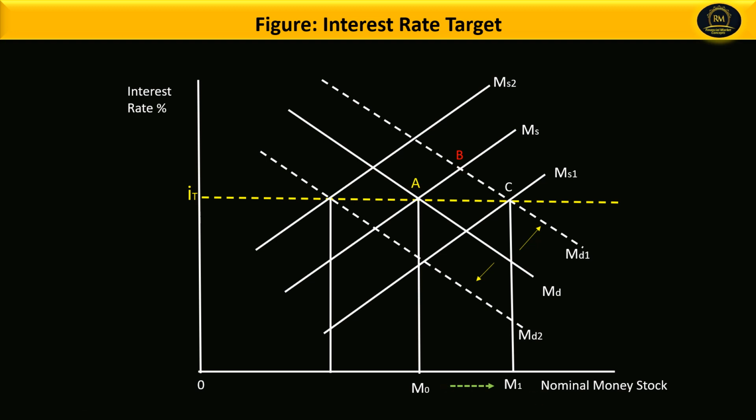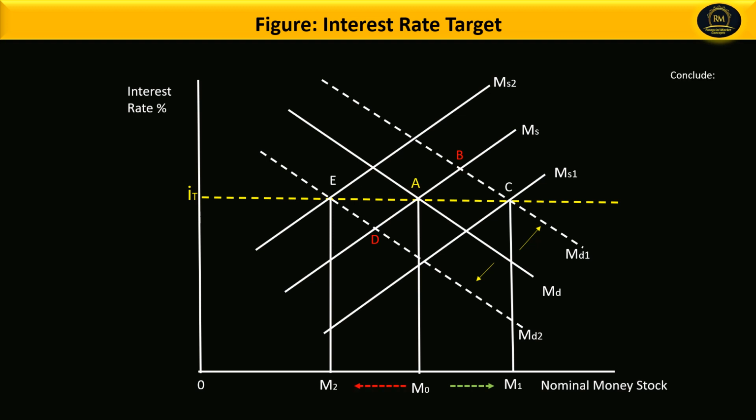Now suppose the demand for money falls. The new equilibrium shifts from A to D. But at point D, again the same problem: the central bank missed the interest rate target. The interest rate is less than the targeted level. So in this situation, the central bank again intervened and reduced the money supply. A new equilibrium comes at point E, where the interest rate target is achieved, but there is a fall in the money stock in the economy.